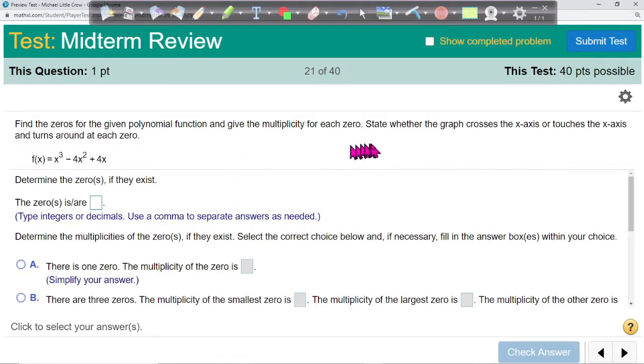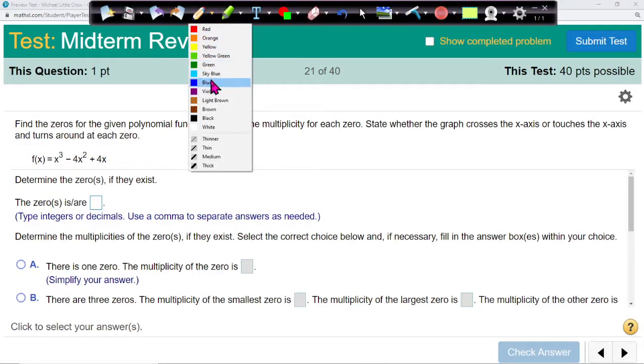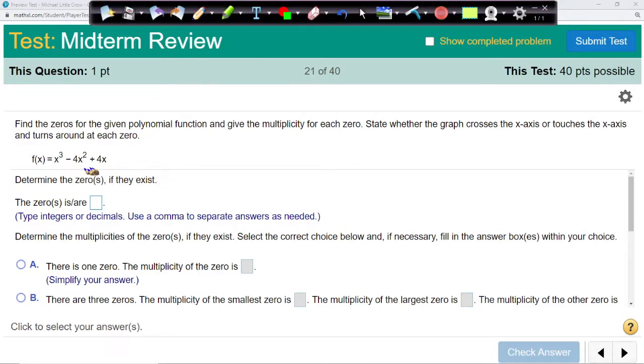Find the zeros of the given polynomial function and give the multiplicity for each zero. To get zeros, we could graph it, which we will, but let me just show you 2 ways. So we're going to get to the graphing part. One way is to find zeros, we set it equal to 0, but we factor it first. So notice each of these has an x, so I can write this as x factored out, and then that becomes x squared minus 4x plus 4. And I set this equal to 0.